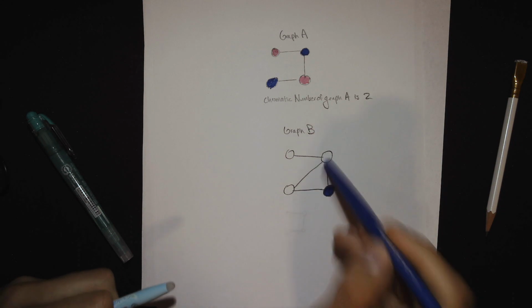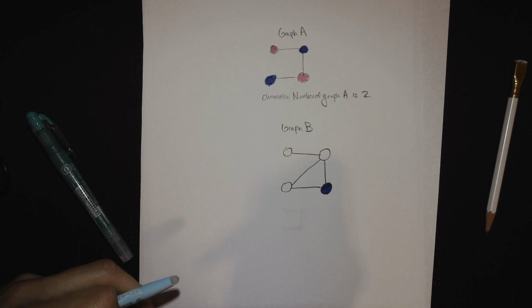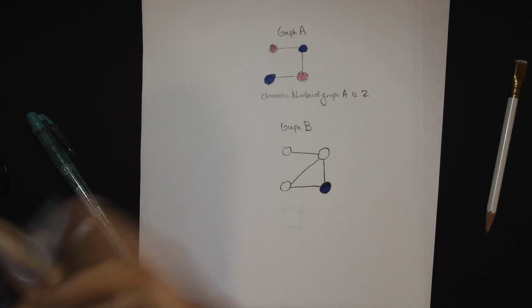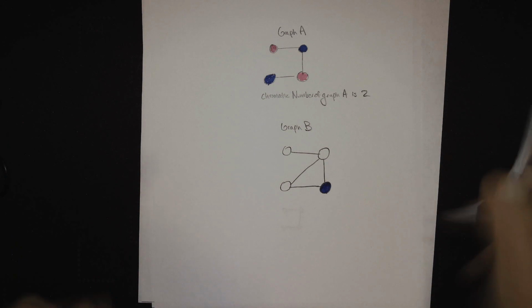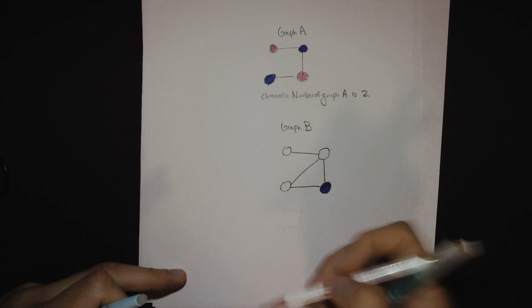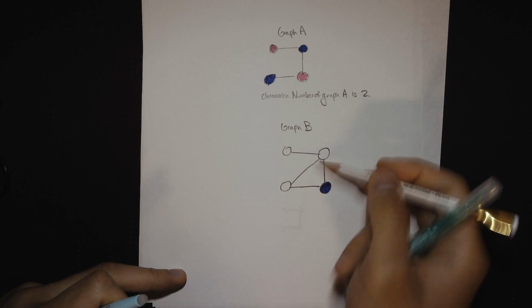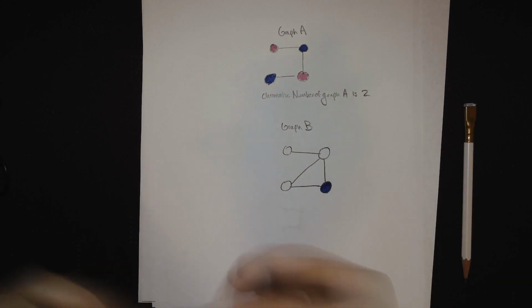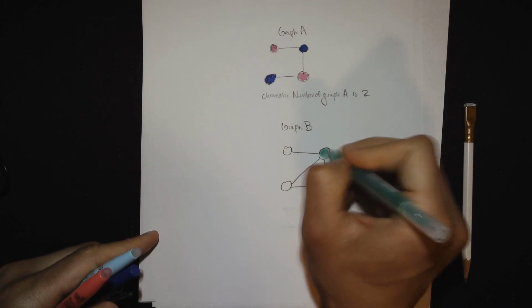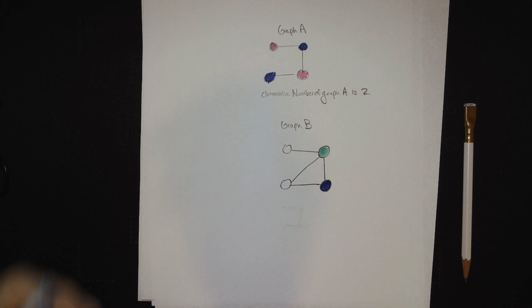And it's connected to these two, right? So these two have to be different colors from this one, right? But they're also connected to each other, so they have to be different colors from one another. Okay, so we need two other distinct colors at least to color these two. So let's use like a green, right, and then a pink.